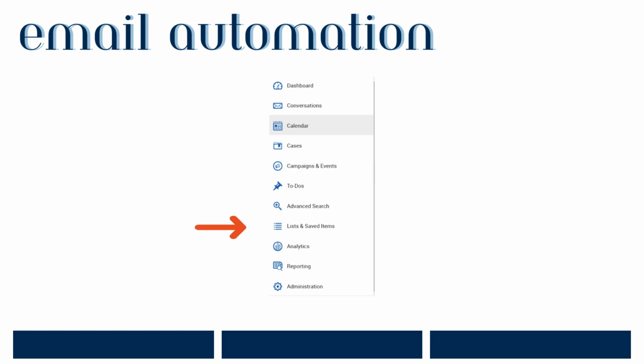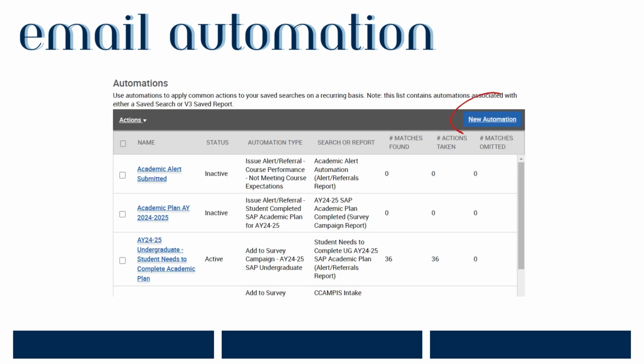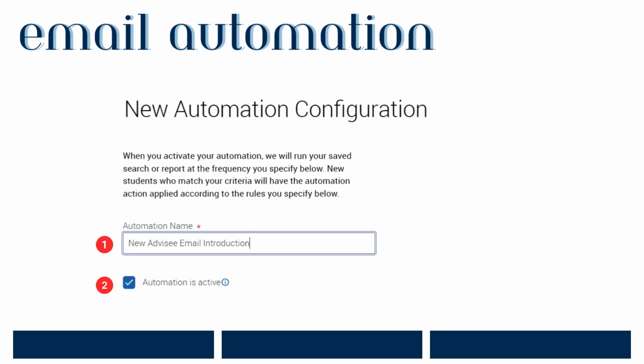Now that we have our lists set up and ready to go, all that's left is for us to set up the automation. From your icon menu, select Lists and Saved Items. Scroll to the very bottom of your screen and select New Automation. From the new automation configuration screen, you're going to want to give your automation a name. Similar to the advanced search, you'll want to be specific in your naming convention, and again, this naming convention is specific to you. You'll then have the option to either leave the automation as active or turn it off for the time being, making it inactive.